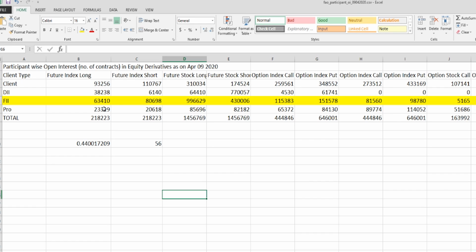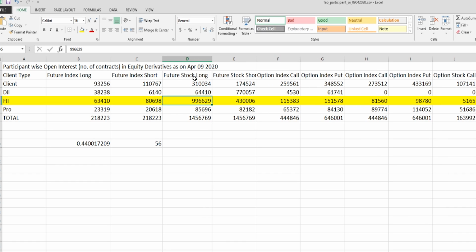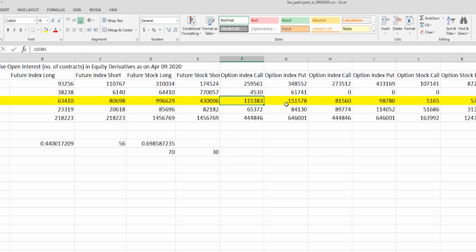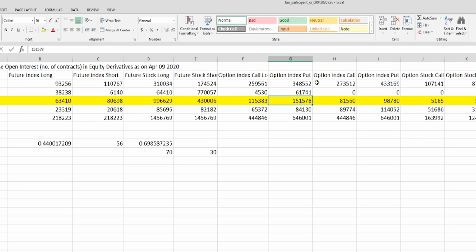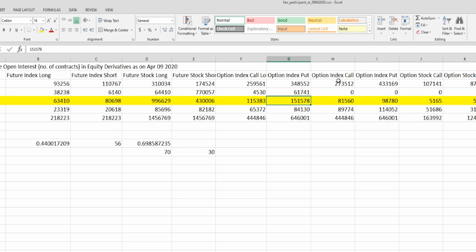And this is only the index data. If you want to look at the stocks, this is stock long position. This is stock short position. So again the same formula: long position divided by the total position. The total position can be obtained by adding these two positions. So which means nearly 70% FIIs are long in stock futures, 30% they are short in stock futures. And in the same way, if you want to know call options data and put option data, separately for indices, separately for stocks, all the data are there. You can calculate it yourself.